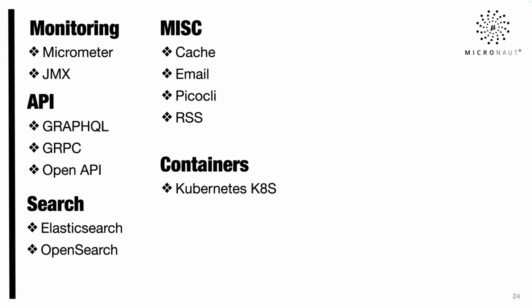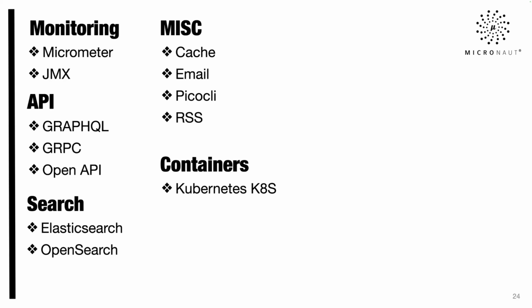We have a cache module. Again, the cache module uses the standard cache JSR. I forgot the JSR number, but essentially the standard one. So you can use any of the standard implementations of cache. So you can use Infinispan. You can use Eclipse Store also, which supports a cache module. Yeah, all of them that you can use.